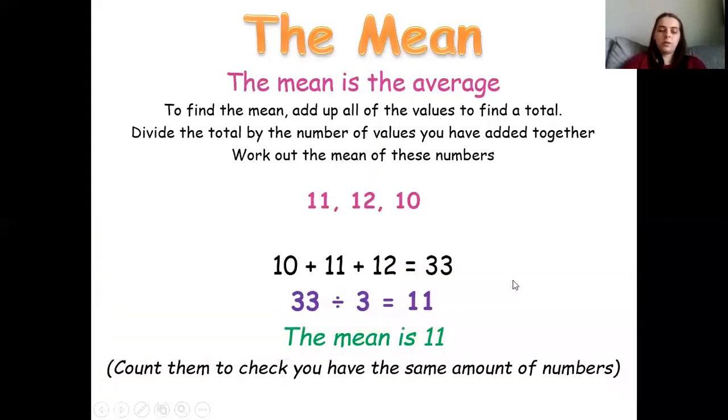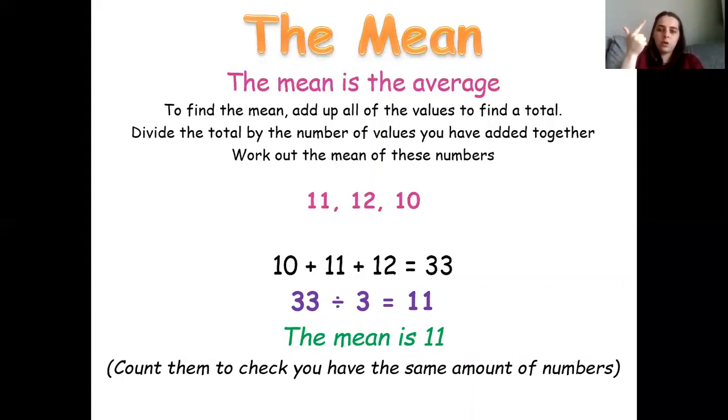There you go. 10 add 11. So you can rearrange the numbers to do it in a way that works better for you. Obviously, adding 10 is very straightforward. So 10 add 11 first is what they've done there to get 21, and then added the 12 to get 33. Then, once you've found your total, you have to divide your total by the number of numbers you've got.